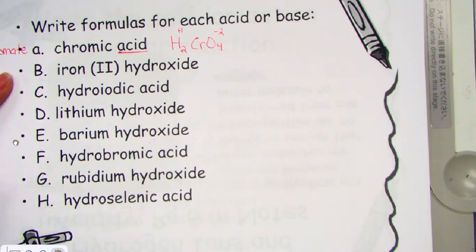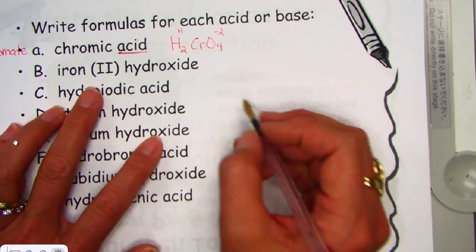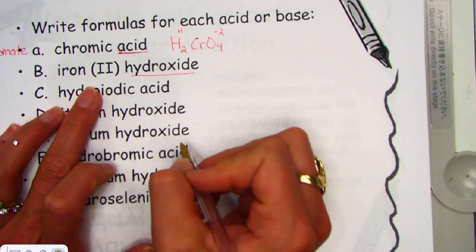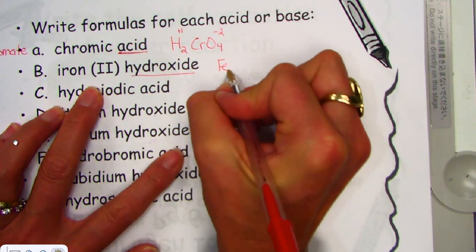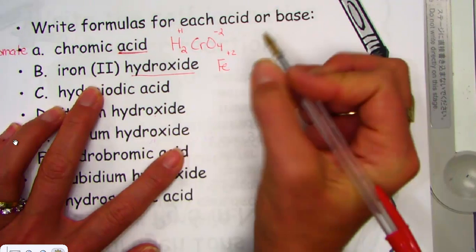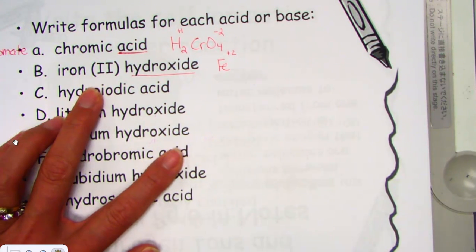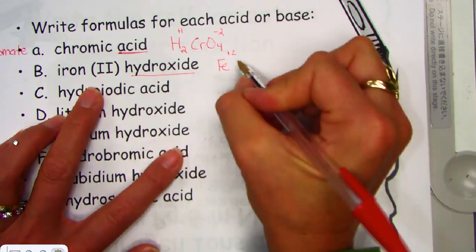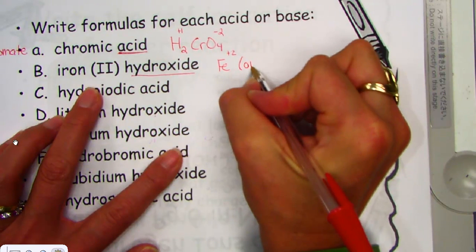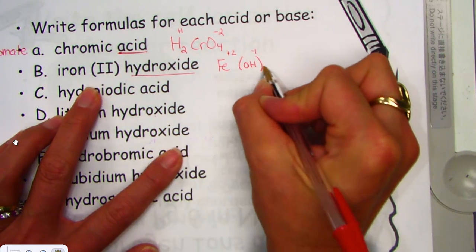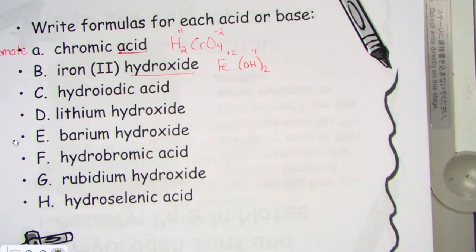Letter B, iron, Roman numeral 2, hydroxide. This is a base. Iron, Roman numeral 2, tells me the charge, not how many you have, but the charge. Iron, Roman numeral 2, hydroxide. You wrote that, I bet, as Fe(OH) taken twice.